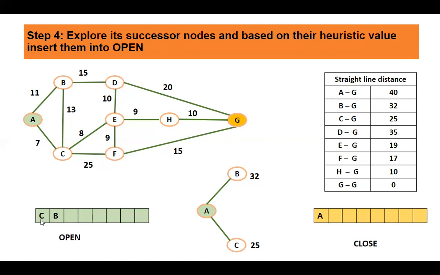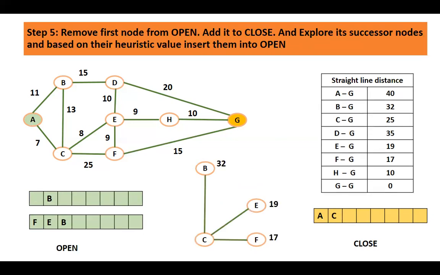You'll remove the node C from open, add it to close, and then explore the successors of node C. So we removed C from the open and added it to the closed list. Now you will explore C for its successors. From C, you can go to B, you can go to E, and you can go to F. So you'll explore the paths now. From C to F, what is the heuristic value of F node? F to G is 17. Fine. F to goal node is 17.